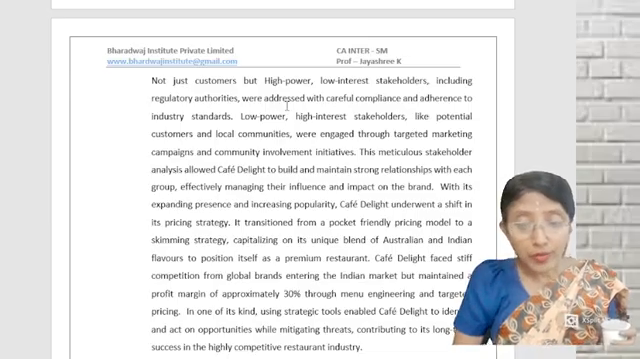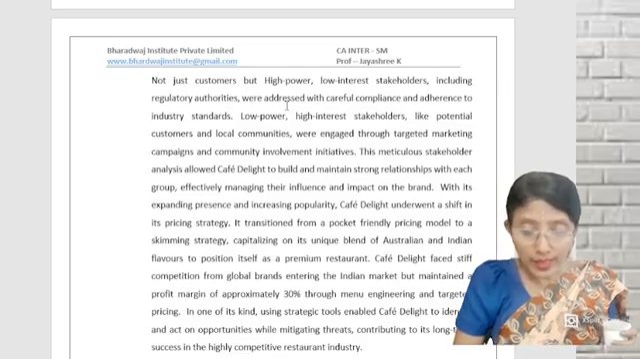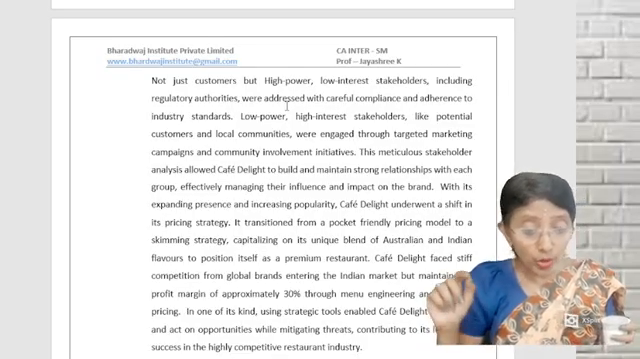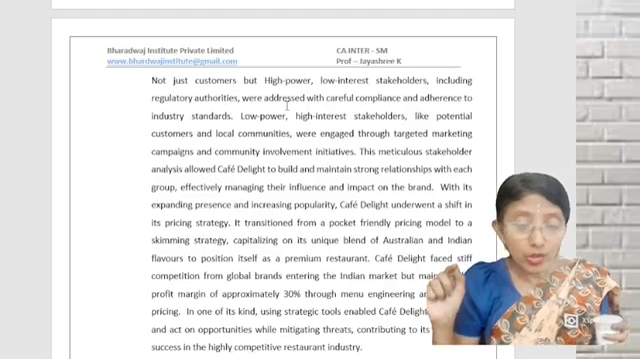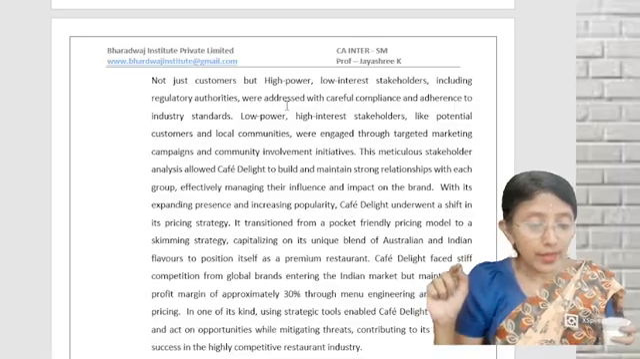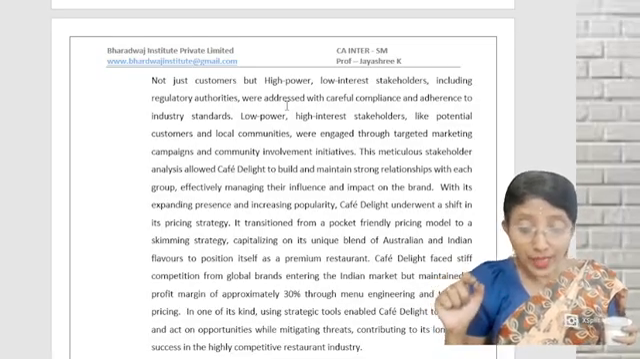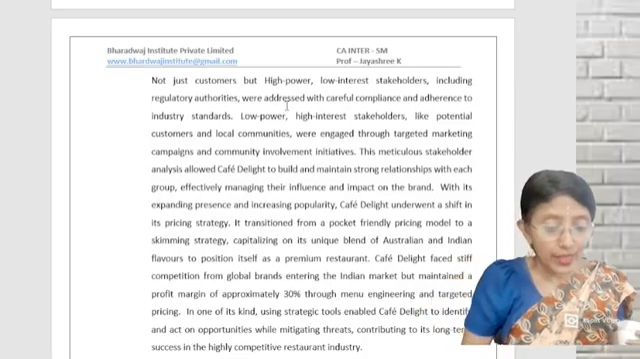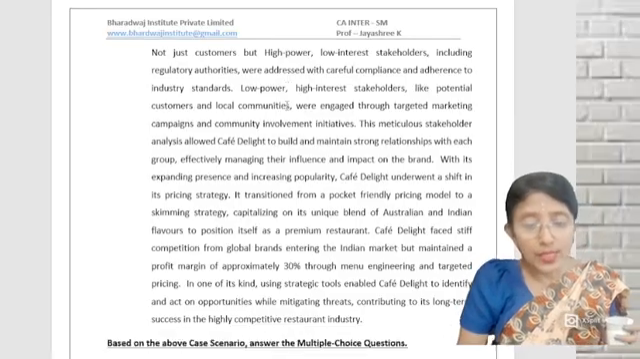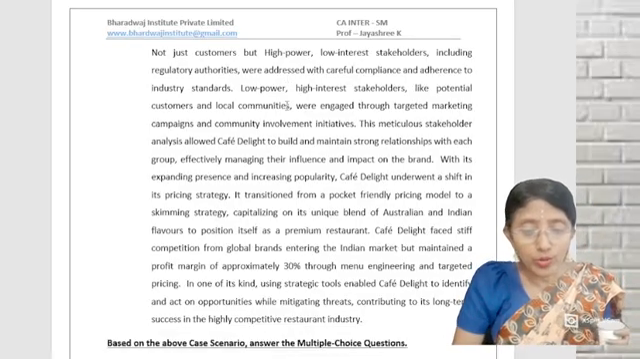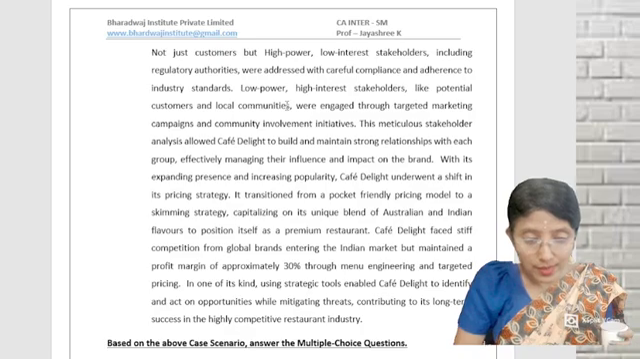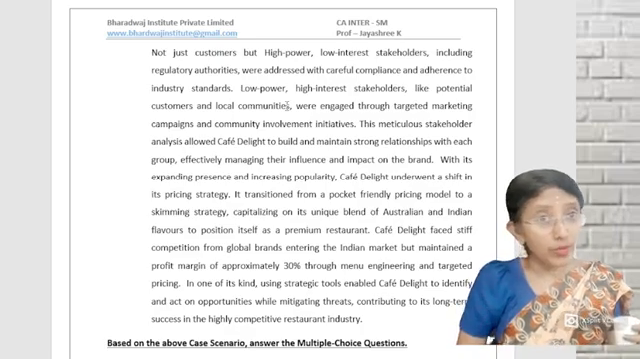Cafe Delight faced stiff competition from global brands entering the Indian market but maintained a profit margin of approximately 30% through menu engineering and targeted pricing. In one of its kind, using strategic tools enabled Cafe Delight to identify and act on opportunities while mitigating threats, contributing to its long-term success in the highly competitive restaurant industry.